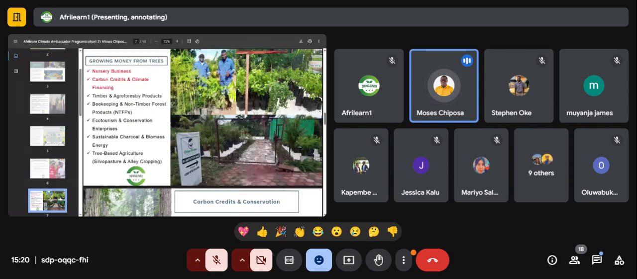And I'm giving this as an example because I'm doing it. The picture you are seeing there, that is my nursery. Growing money from trees is not by magic. Running a tree nursery is a highly profitable and sustainable business. It involves raising seedlings for reforestation, agroforestry, landscaping, and commercial plantations. Selling indigenous, exotic, and fruit tree seedlings to individuals, organizations, and carbon projects.